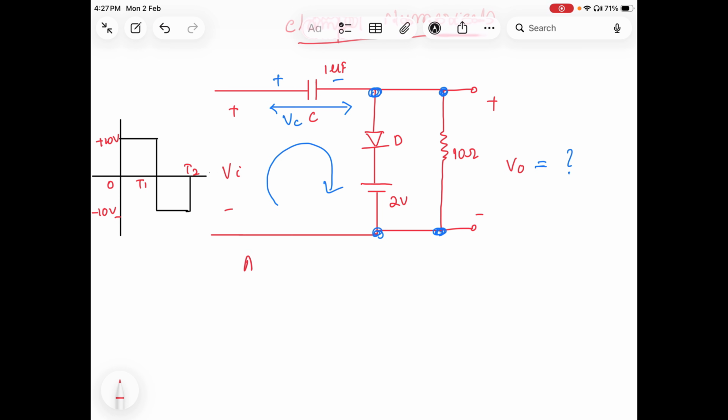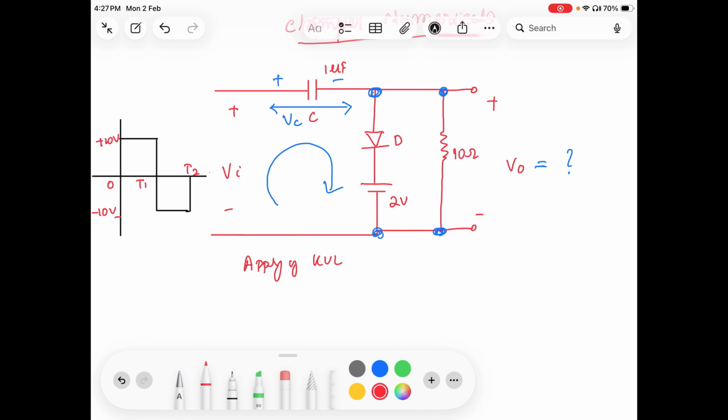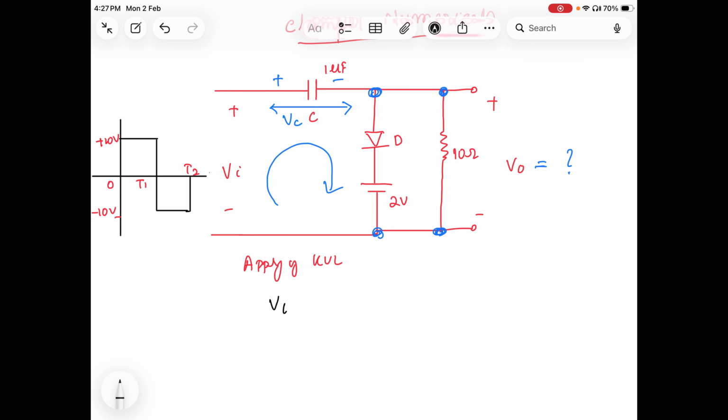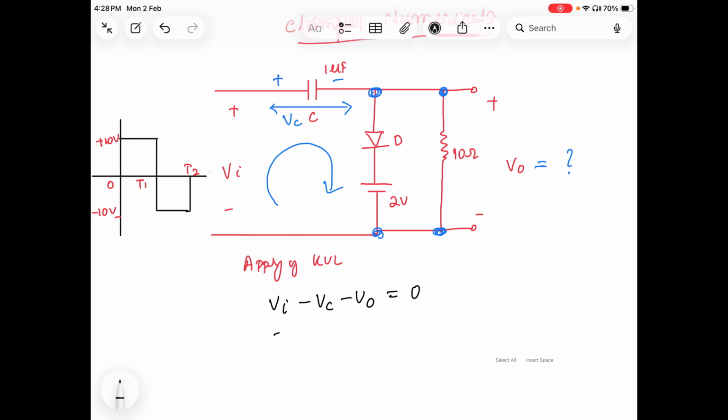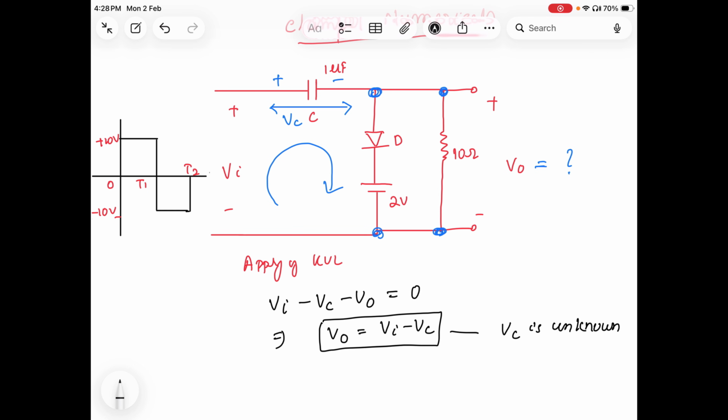Applying KVL here, we get Vi minus Vc minus V0, or instead of V0 you can write VD, minus 2 volt, equal to 0. Now I can write the output voltage V0 equal to Vi minus Vc. Here Vc is unknown, and we need to find the value of Vc.